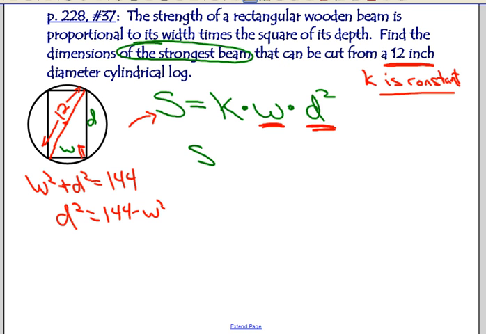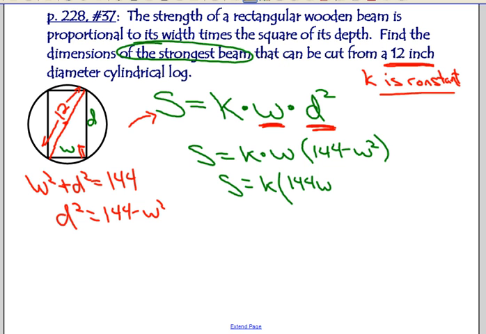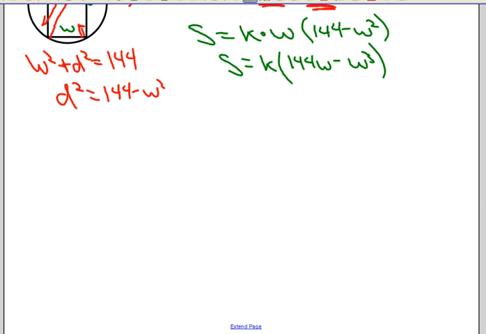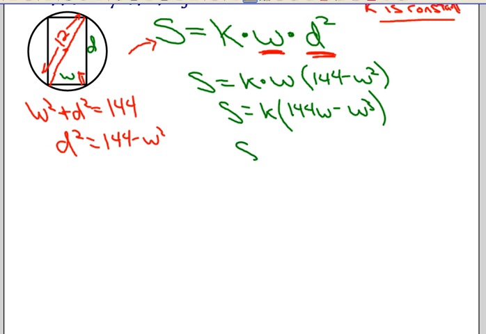So S equals, I've got this constant connected with multiplication, which isn't going to affect our critical points. I've got W, and then D squared is 144 minus W squared. I'll distribute, and I can keep the constant out in front. I get 144W minus W cubed. All right, I want to maximize strength. To maximize or minimize, I'm looking for critical points, so I will take the derivative. The constant factors through and doesn't really affect the problem in terms of critical points. I get 144 minus 3W squared.